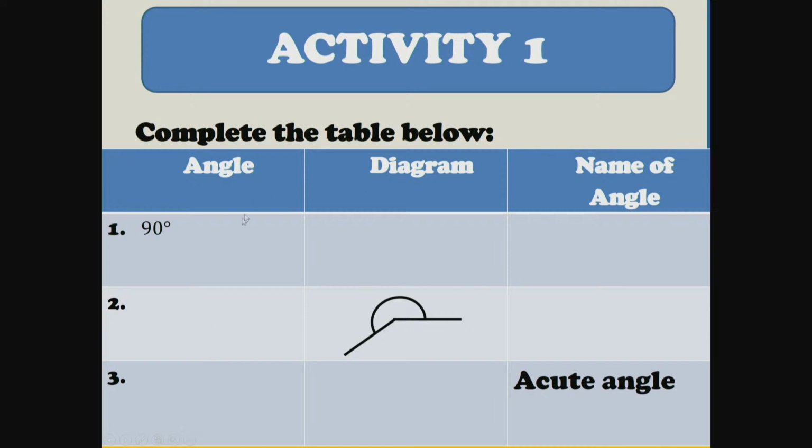Right, now I'm going to give you about 5 minutes to look at this, which is based on the presentation. For number 1, you provide the diagram as well as the name of the angle. For number 2, you have to provide the angle for this diagram as well as the name of that angle. And then lastly, you have to provide an example of an angle or the range, the diagram, if you are given the name of the angle. So I will give you 5 minutes to look into this activity, and after 5 minutes we will look into the answers.